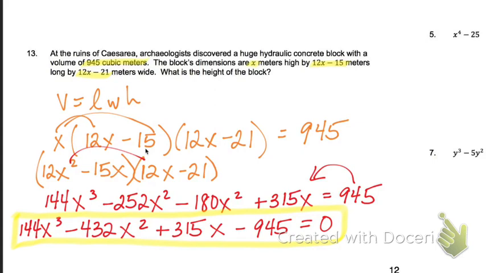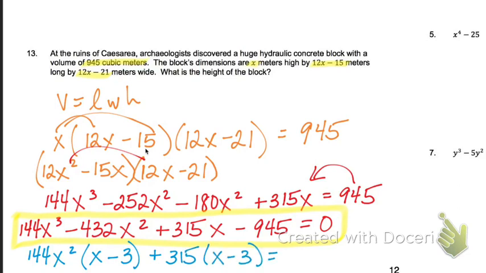So I have four terms. I'm going to factor by grouping. I'm pretty sure these numbers will all go into each other, so it makes life pretty easy. I think that 144 goes into 432, but will somebody verify that for me? It does. So I can pull out a 144x squared, and I'm left with x minus 3. Plus, I think you can take out a 315 from 945. So 315 times x minus 3 equals 0.